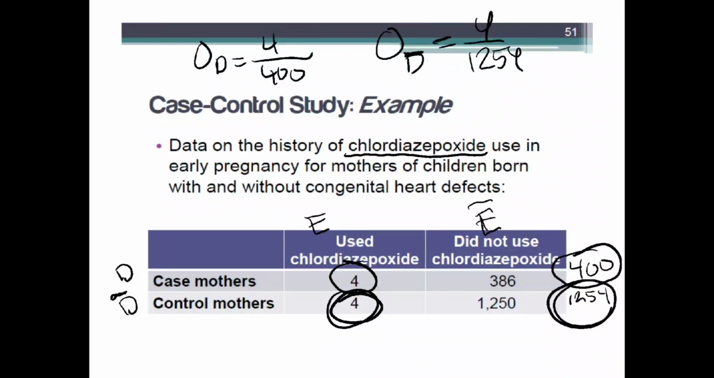Sir, paano ko nakuha yung 400 and 1254? So, ang gagawin mo lang, add mo lang yung 4 plus 386. So, yan yung total dito, total ng mga cases. Tapos ito, total ng mga controls. Okay? So, makukuha mo na lang yung value ng exposure odds among your cases, and then exposure odds among your controls.